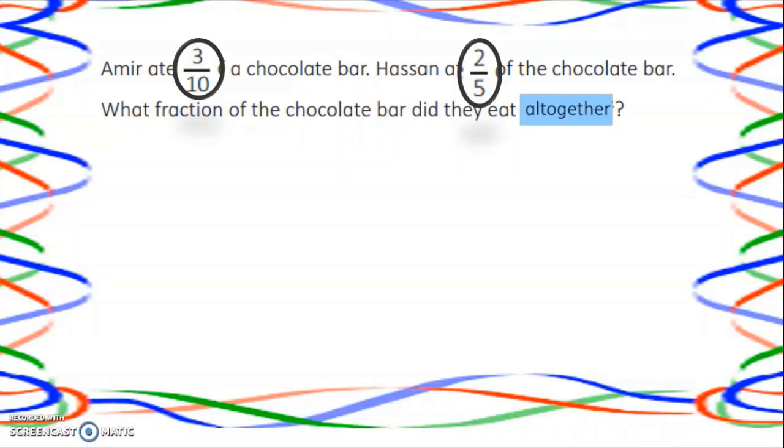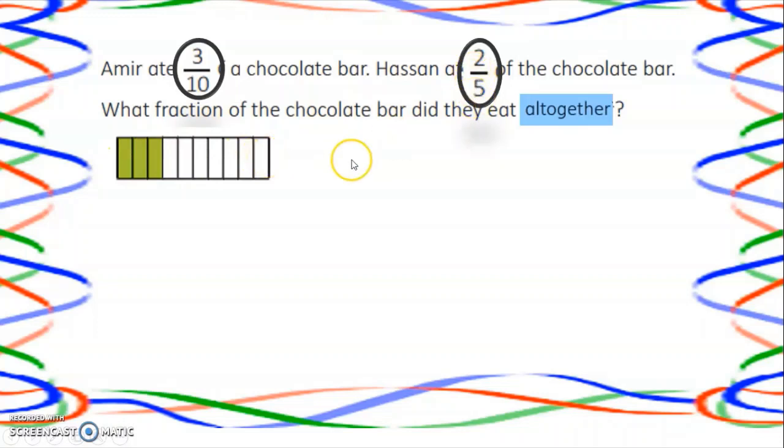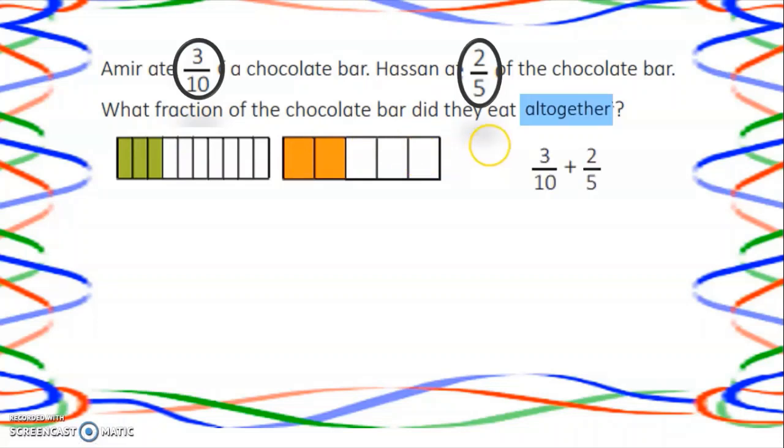So we're going to draw a model for 3/10, 3 out of 10 blocks. How about 2/5? 2 blocks shaded out of 5 equal parts. So we're going to add because we have altogether. So 3/10 plus 2/5. How are we going to add these two models? Yes, we cannot combine them because these 2/5 do not have the same number of equal parts as here. So what are we going to do?